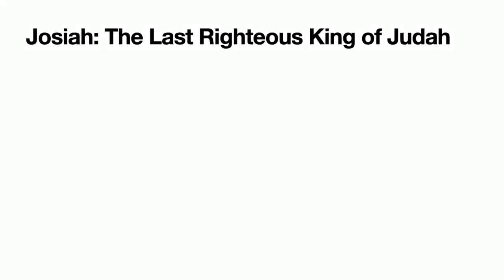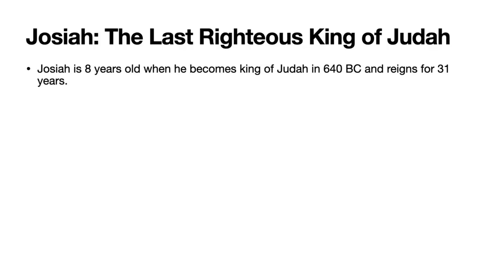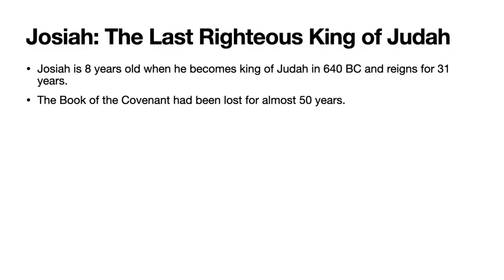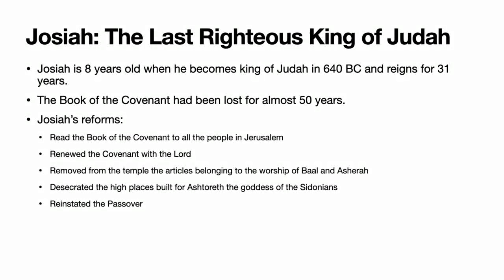Well, Josiah, as I said, is going to go on to become the last righteous king of Judah. So Josiah is 8 years old when he becomes king, and this is in 640 BC, and he reigns for 31 years. When Josiah became king, the book of the covenant, or the book of the law, had been lost for almost 50 years. That means the people had not been hearing the word of God for 50 years, 5 decades. So Josiah, upon discovering the book of the law, or the covenant, immediately initiates his reforms.